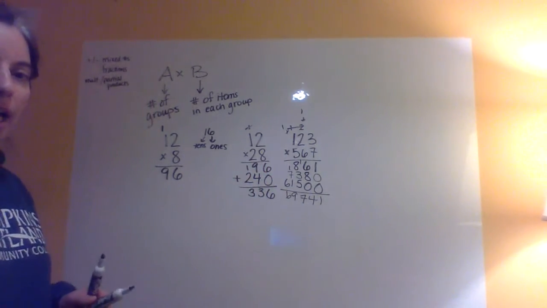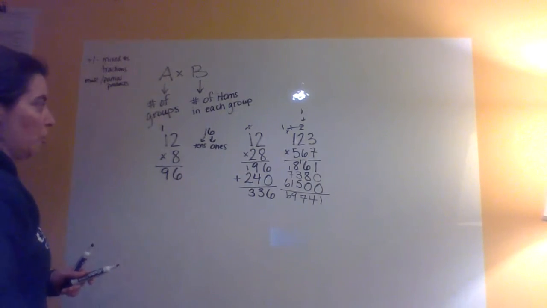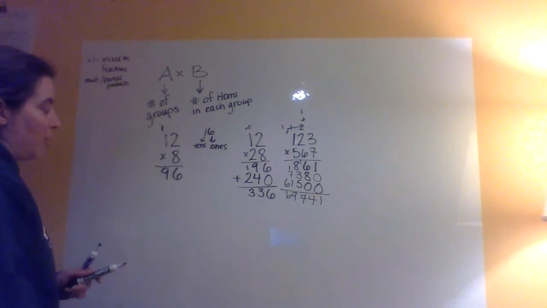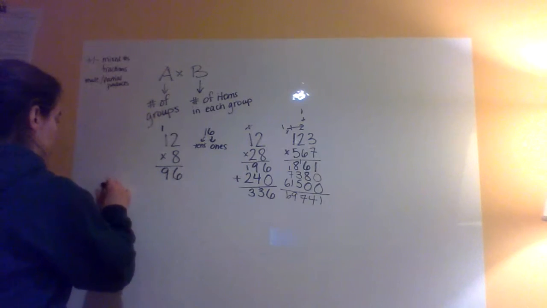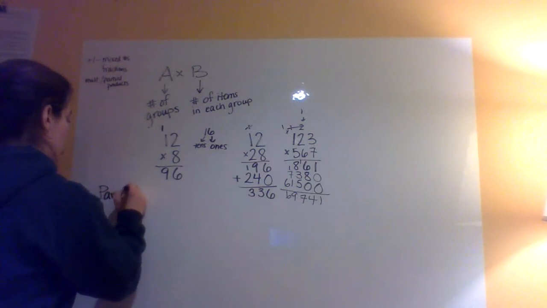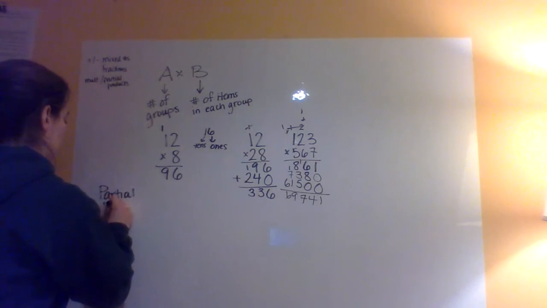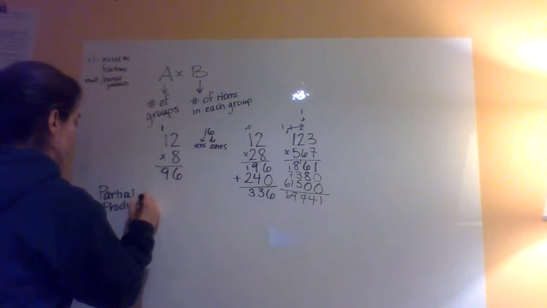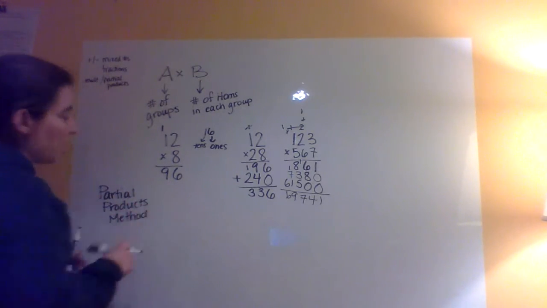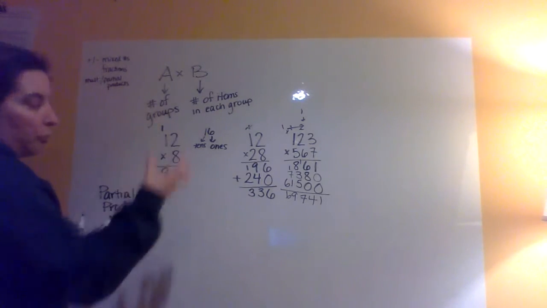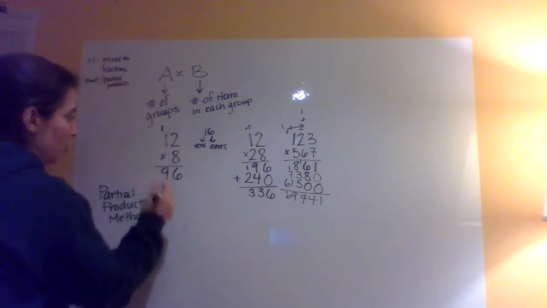So we're going to look at a different way to show our multiplication today, and this is called the partial products method. And again, when you look through those lessons, if you haven't already, you will see this in those lessons. What it does is it brings out all those place values. So let's look at this one.